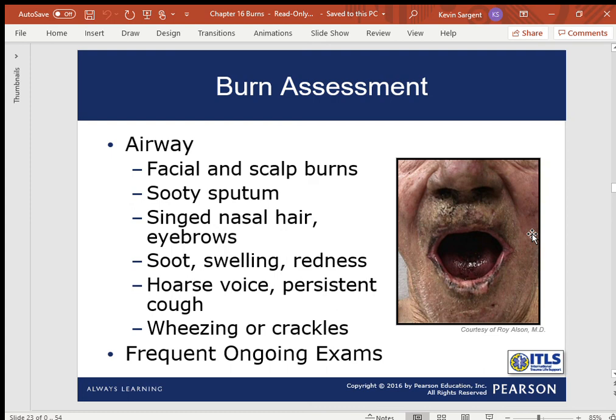Hoarse voice, persistent cough. They may hear wheezing or crackles. Remember, wheezing is indicative of bronchoconstriction. Crackles is indicative of pulmonary edema. So you can go ahead and give these people albuterol. You can give them a dual neb, things like that. Or if you don't have those drugs available to you, which you should on an ALS ambulance or a BLS ambulance in the system, you can still give humidified oxygen by putting saline in a nebulizer or through a humidifier if your system has those.